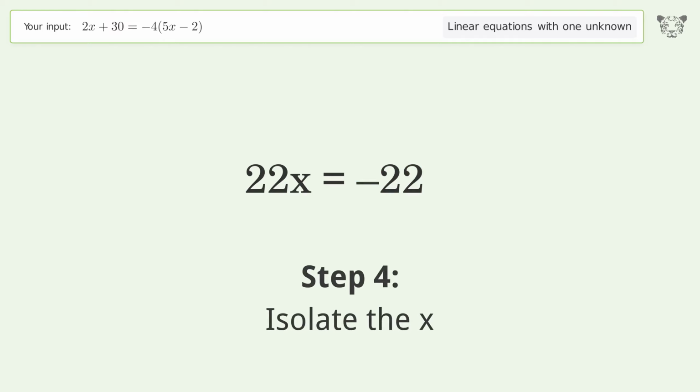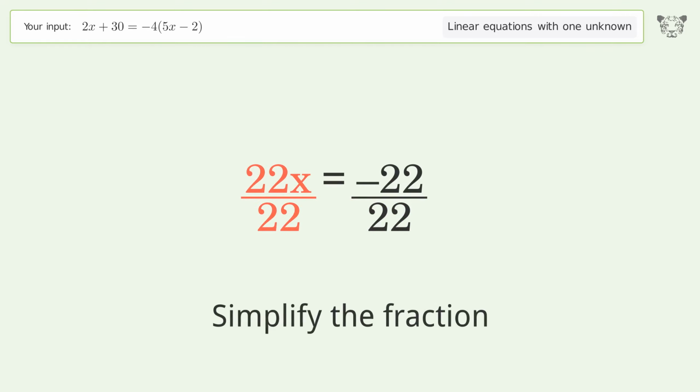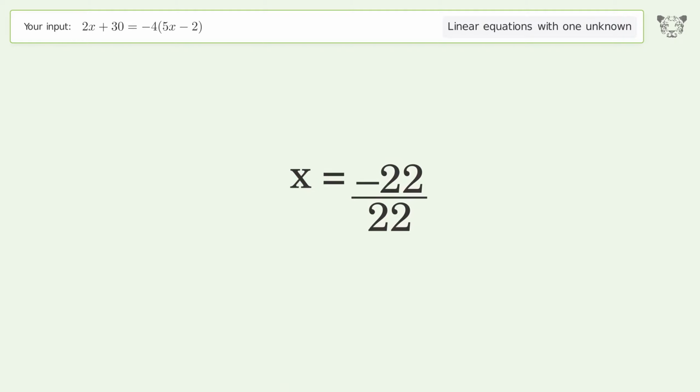Isolate the x. Divide both sides by 22. Simplify the fraction. And so the final result is x equals -1.